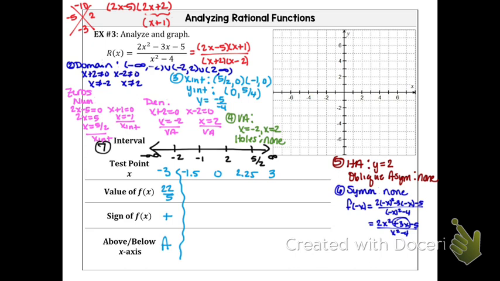Now, yuck, I don't like negative 1.5, so I'm going to skip it for right now. I'm going to plug in 0. When I plug in 0, I get 5/4, which is positive, so it's going to be above. And yuck, I don't want to try to do that 2.25 because of the squared piece, so I'm going to skip it, go to 3. Plug in 3. When I do that, I'm going to get 4/5, which is positive, which is above.